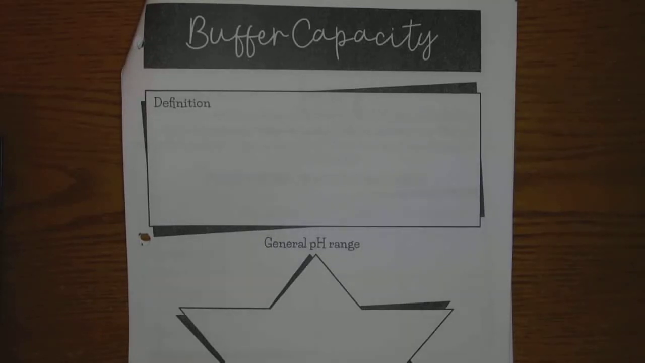Okay guys, so we're going to talk about buffer capacity, and then we should be pretty much through most of what we're going to talk about when it comes to acids and bases for this unit. With a buffer capacity, the idea is that anytime you have a buffer, there's only a certain amount of acid or base that you can add to that buffer before it starts to immediately lose its ability to maintain the same pH.